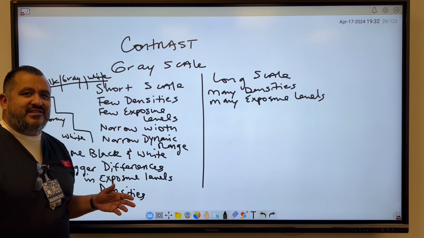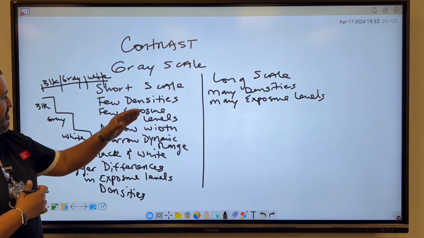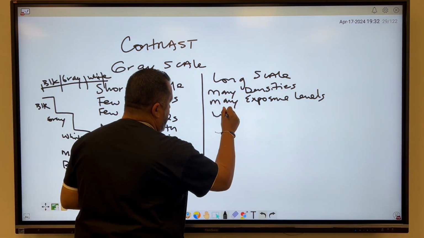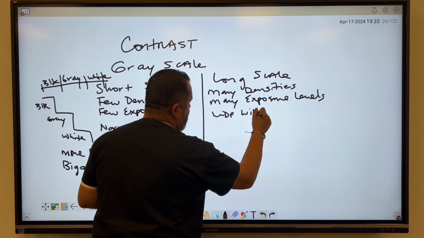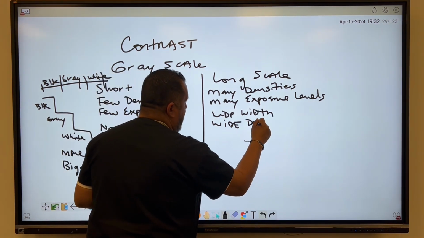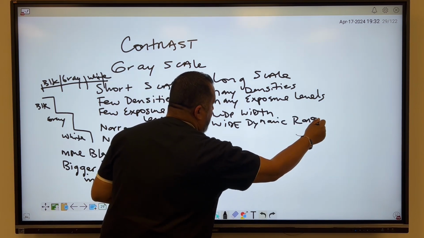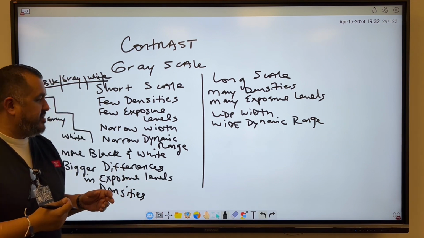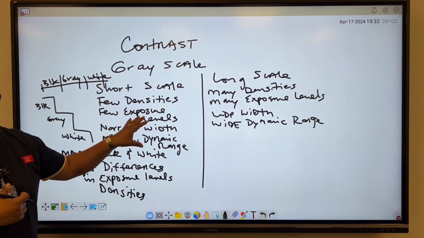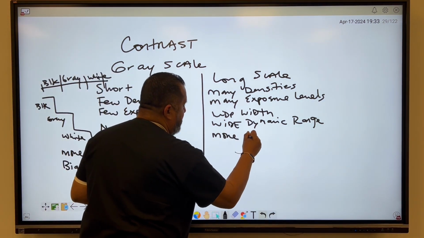So I've often said this, if you focus on one and you know one, the opposite will be true. So in long scale, you're going to have a wide width. You're going to have a wide dynamic range. And again, digital systems have a wide dynamic range in general. Now, we have here more black and white for short scale, right? But in long scale, it's going to be more gray tones.